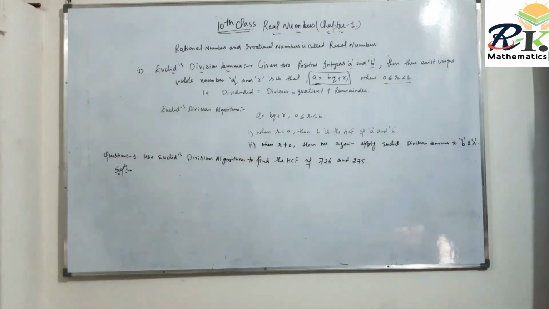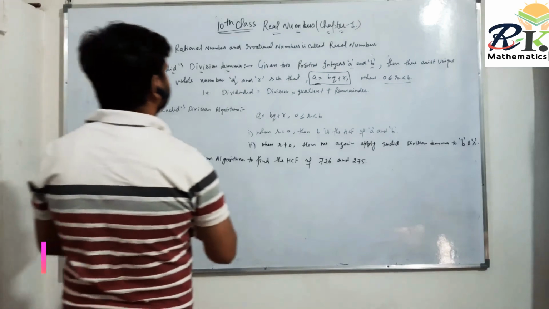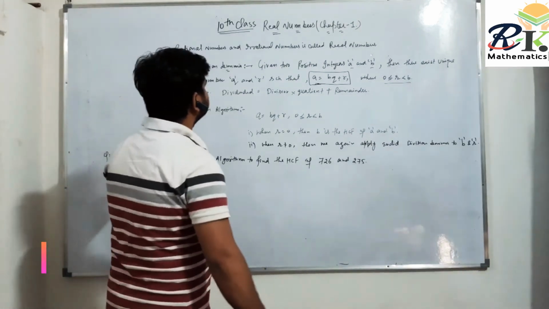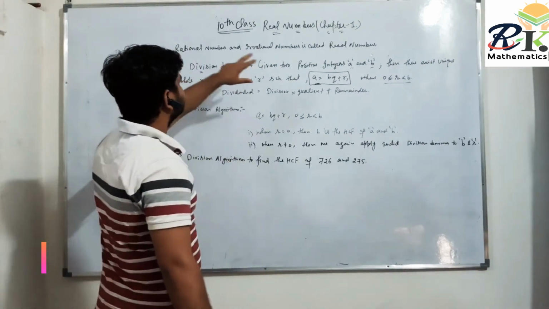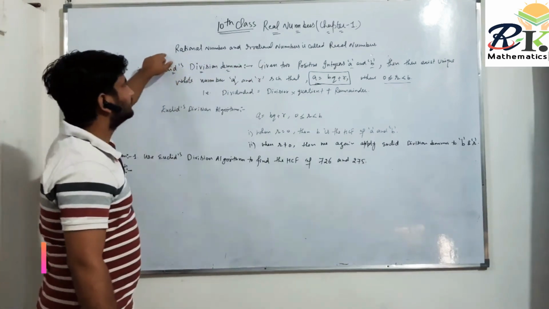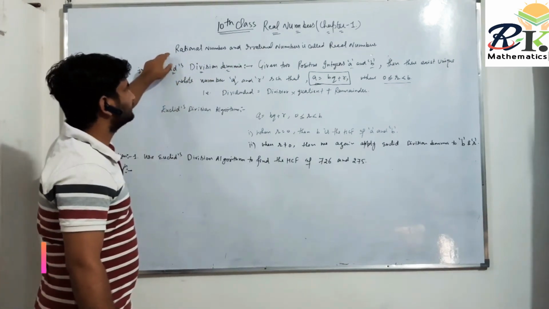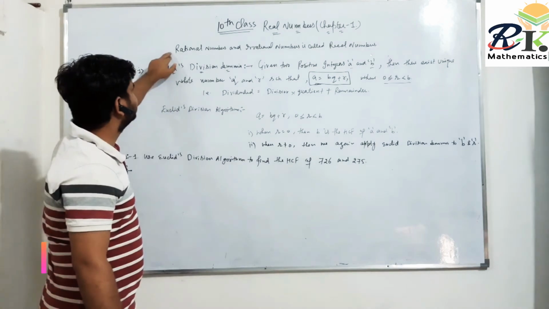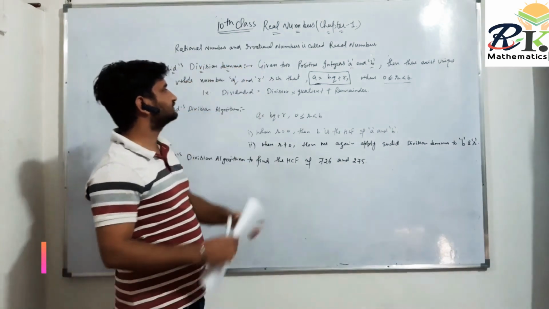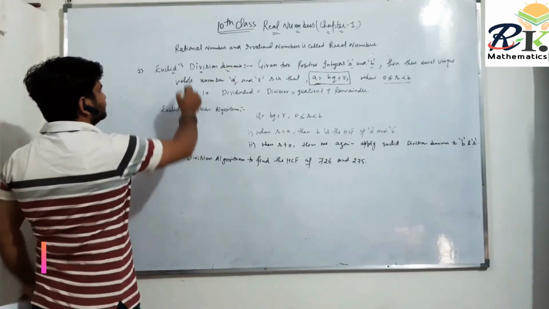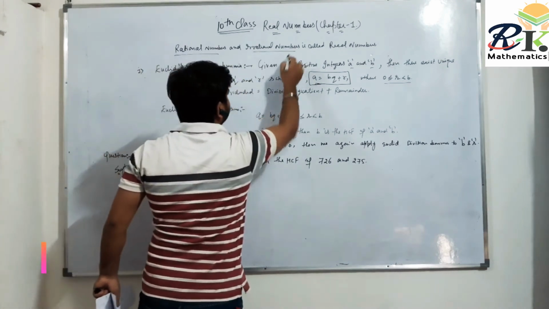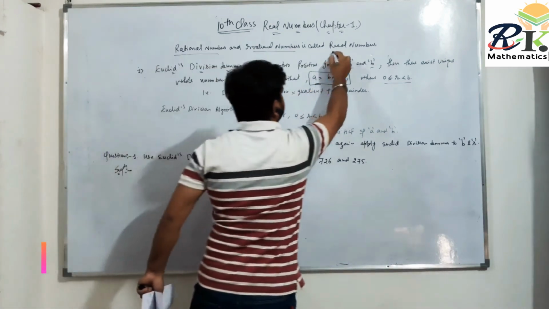Okay, today we start Chapter 1, Real Numbers, 10th class. The chapter is Real Numbers. First we will learn what a real number is. The definition of a real number: rational numbers and irrational numbers together are called real numbers.